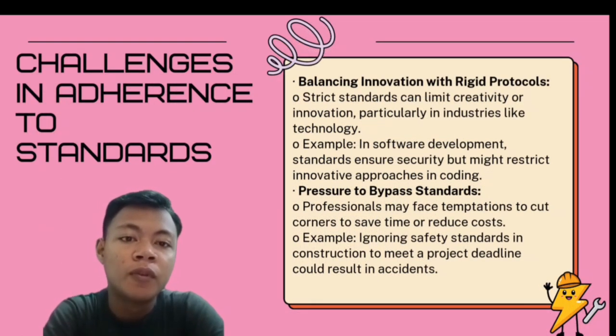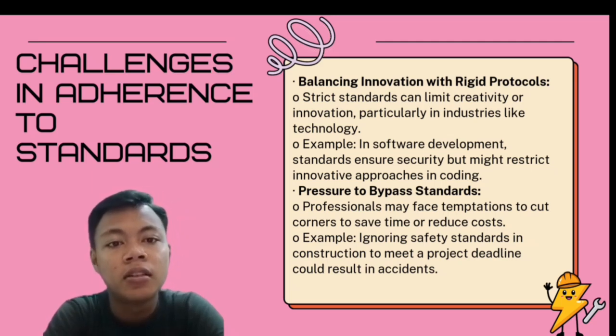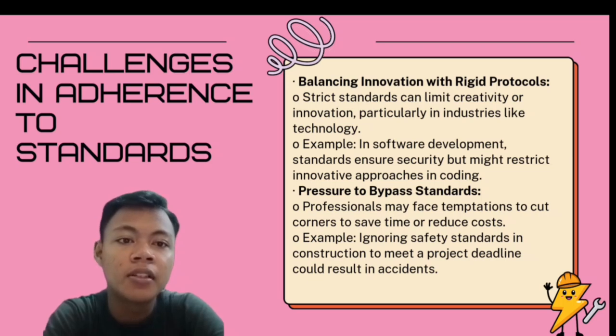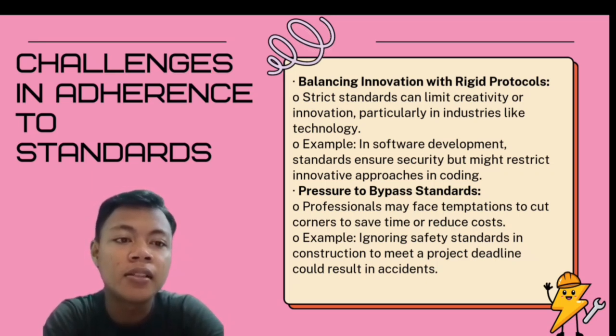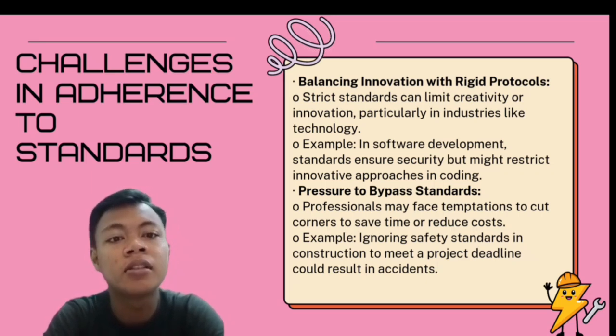So we move to challenges in adherence to standards. The first challenge is balancing innovation with rigid protocols. Strict standards can limit creativity or innovation, particularly in industries like technology. For example, in software development, standards ensure security but might restrict innovative approaches in coding.